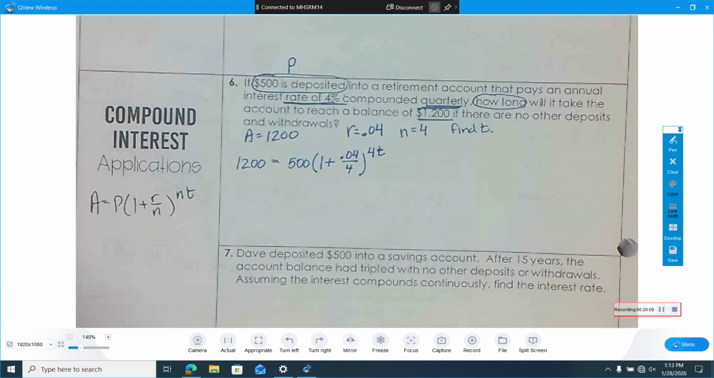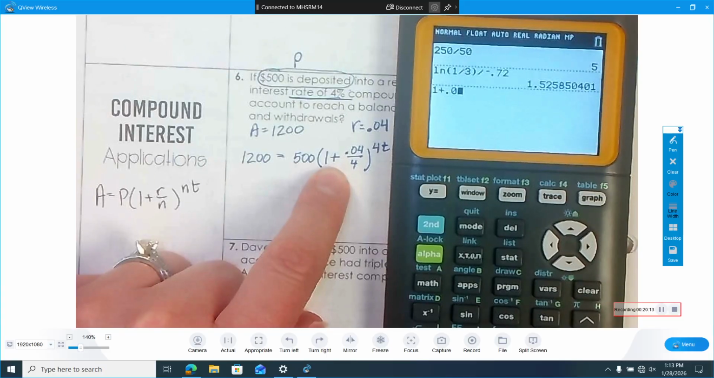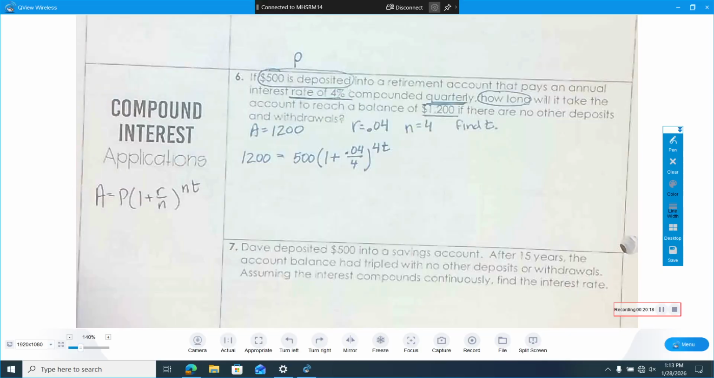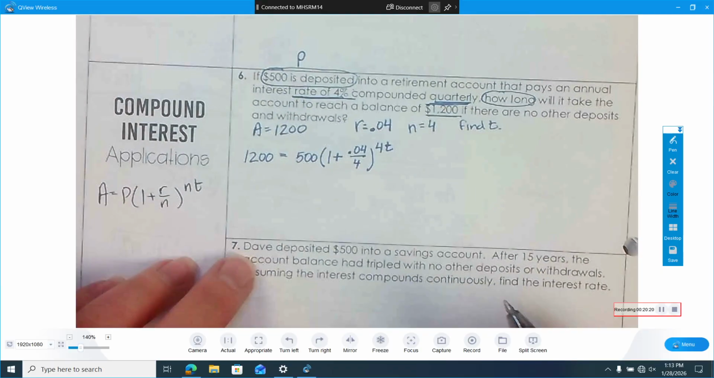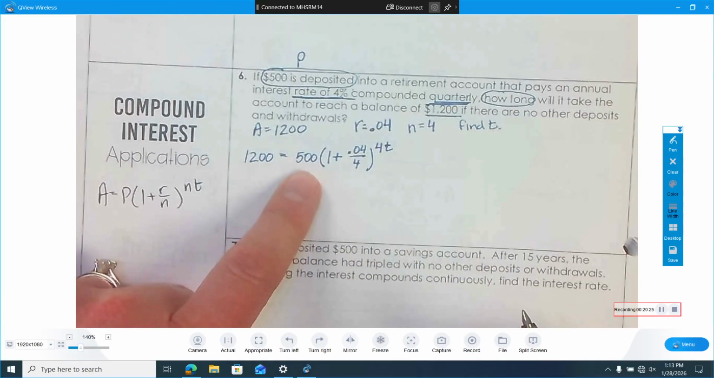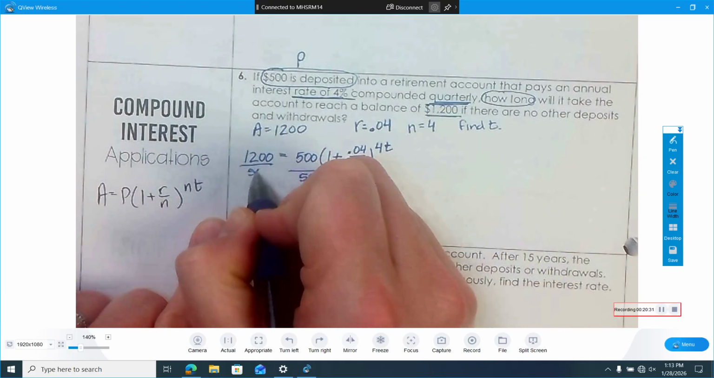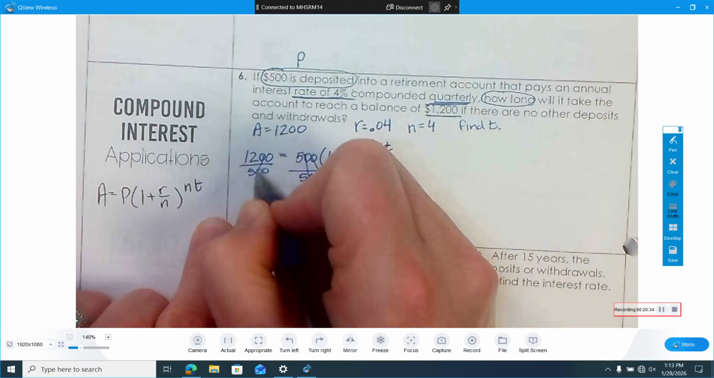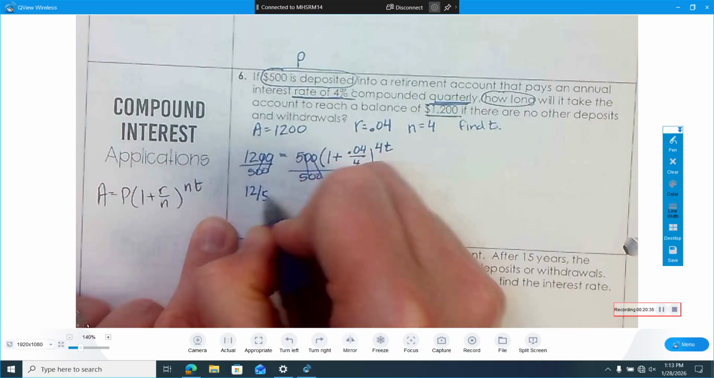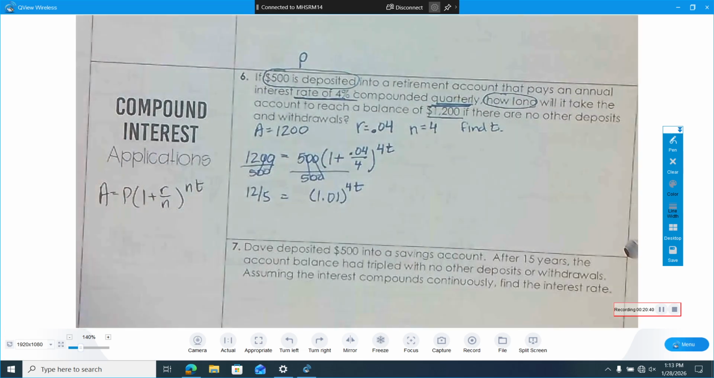All right, I'm going to just clean this up a little bit. 1 plus 0.04 divided by 4 is 1.01. So that's kind of nice. And what would our first step be? Divide by 500. Yeah, I'm going to go ahead and divide by 500 just so I can get rid of those. All right, so I get 12 over 5 equals 1.01 to the 4t.